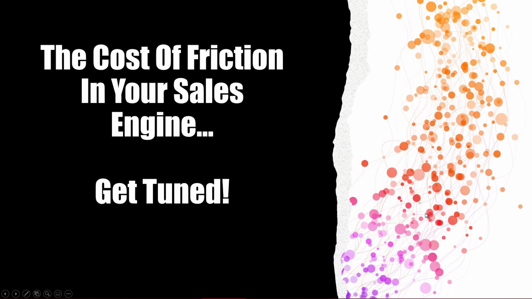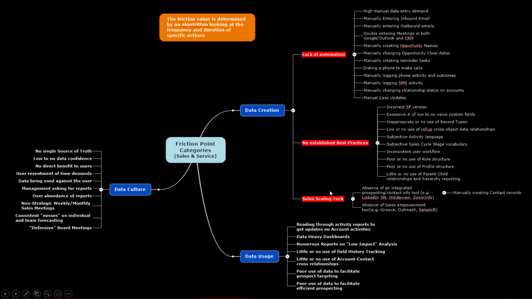We're going to take a few minutes to talk about what elements, what friction points in your business prevent the company from accomplishing the revenue they should. So let's take a look at how we tune that up. First, let's talk about what the friction points are and where they are.